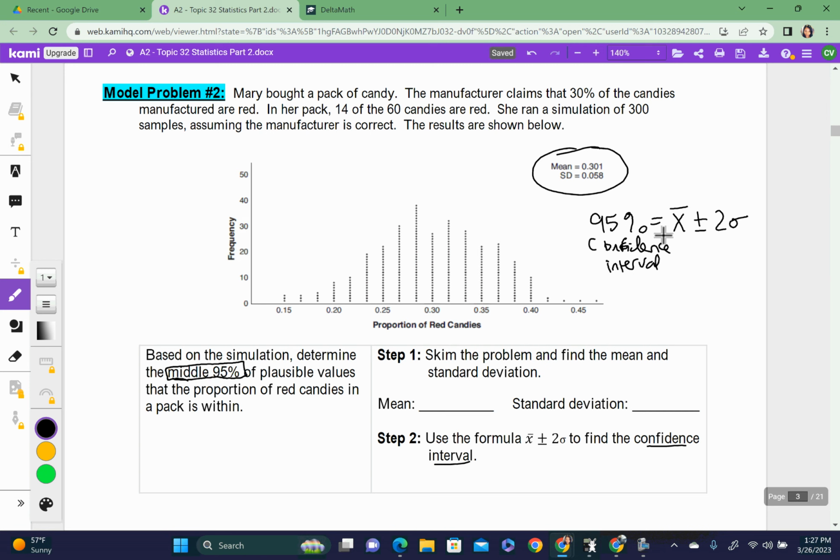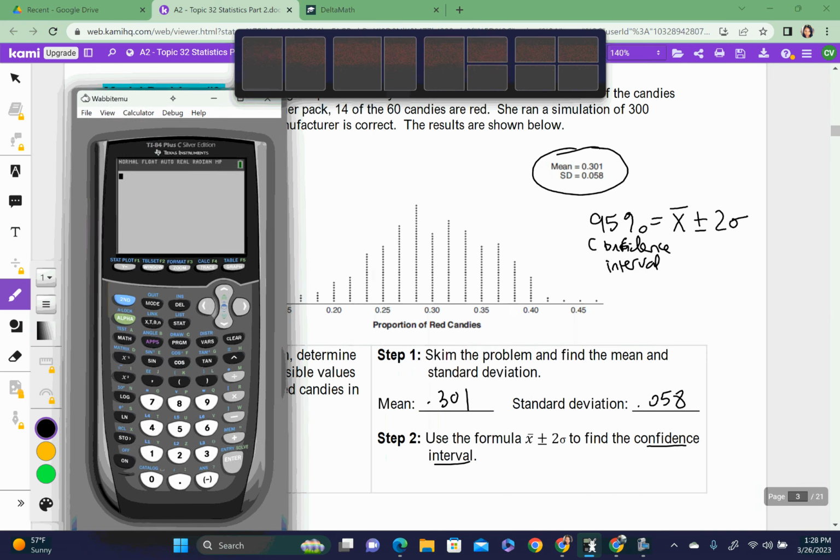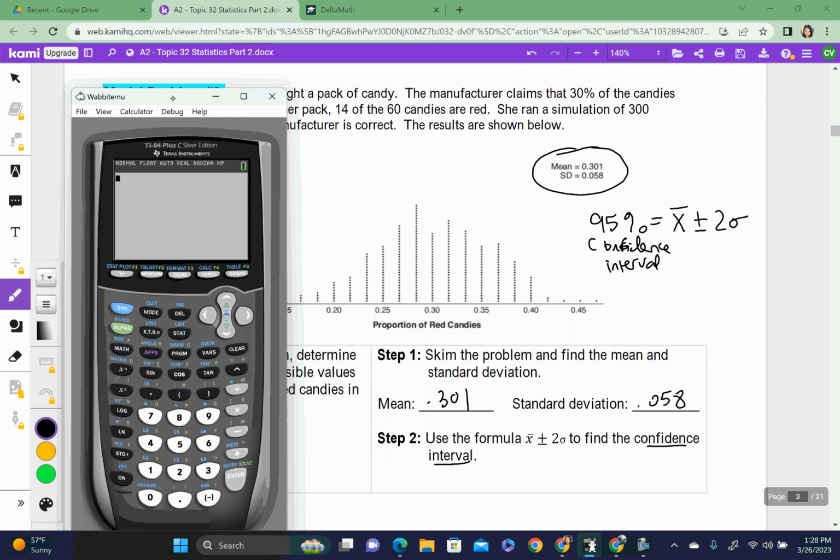All right, so what is the mean? The mean is 0.301. The standard deviation is 0.058. You can put the 0 there if you want. So now you just take your calculator. I'm going to clear what's there just because it's a different problem. I'm going to move my calculator over. So I'm going to use our formula to find the confidence interval of the 95%.